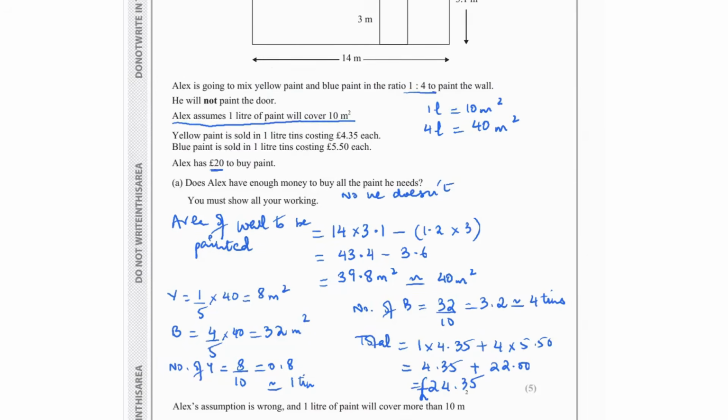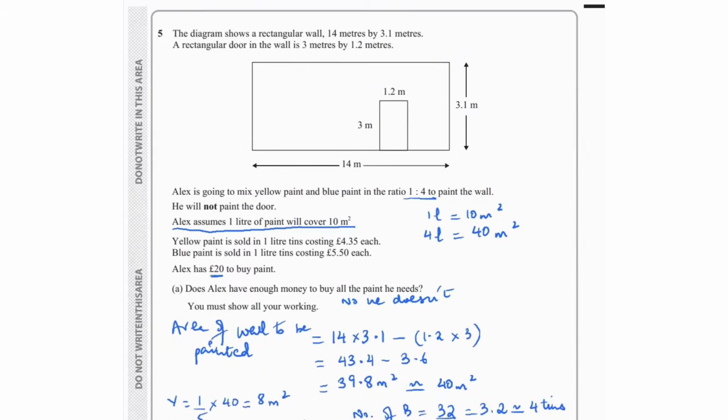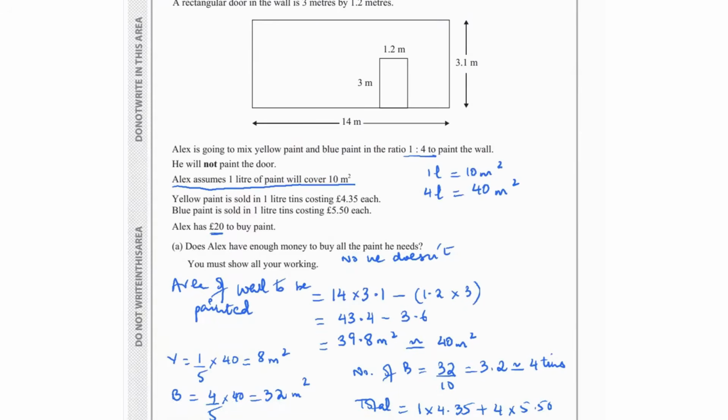Let's do a recap of this. So first we find the area of the wall that is going to be painted, which is area of the wall minus the area of the door. Then using the ratio, we're going to find the area that's going to use the yellow paint and the area that's going to use the blue paint. So 1/5 of 40 gives us 8 meters square, and 4/5 of 40 gives us 32 meters square.